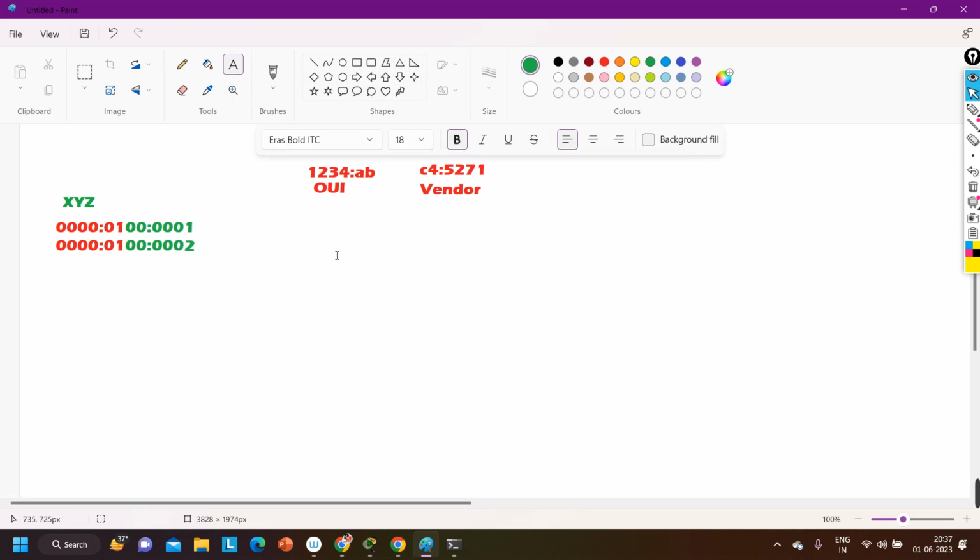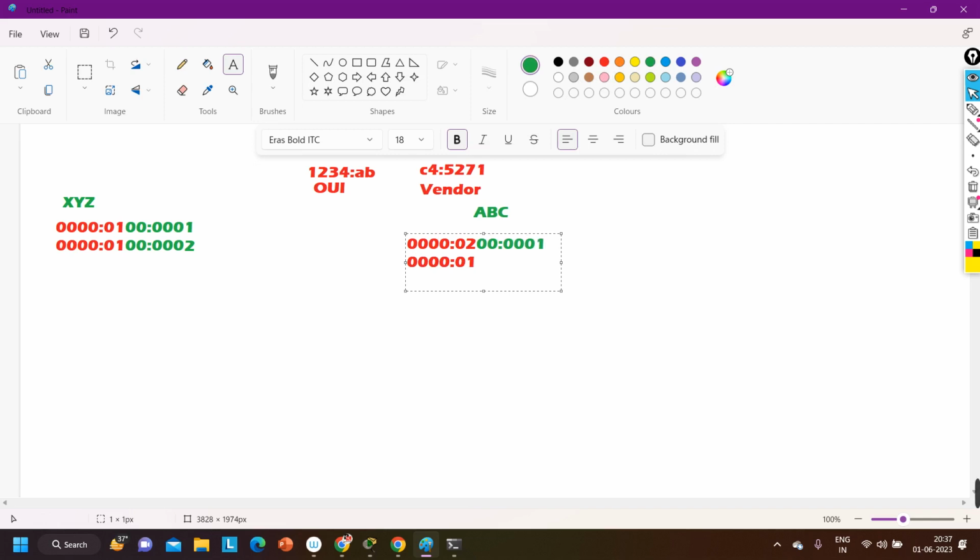Okay. In the same way, let's say there is one more organization, ABC, who is also manufacturing computers. They also need one OUI. So they will purchase an OUI from the INA. And let's say their OUI is 000 colon 02. Done. Now the vendor assigned part will also be here, what? 00 colon 0001. Here also 00 colon 0002.